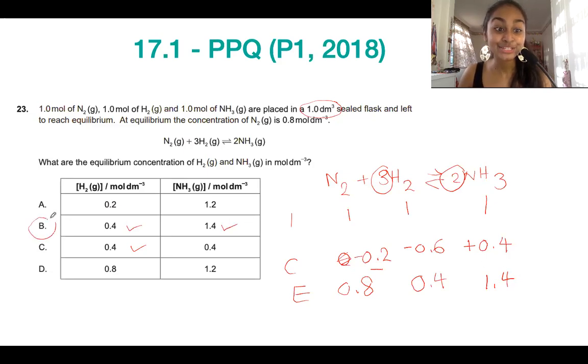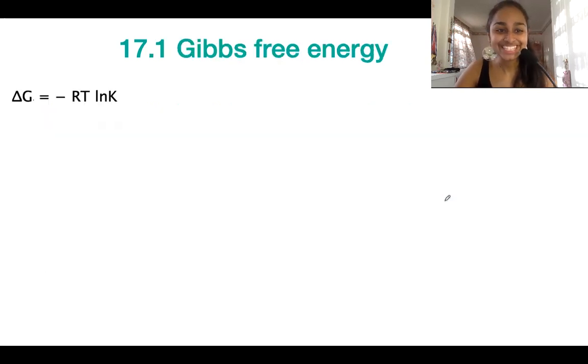Perfect. So don't ever forget to lay it out according to ICE, and always be really mindful of your starting concentrations. Use whatever information that you're given, and don't forget that once you figure out the change for a coefficient of 1, to scale it up depending on your coefficient. So here we multiplied 0.2 by 2, and here we multiplied 0.2 by 3. All right, let's look at our last part of 17.1 then.